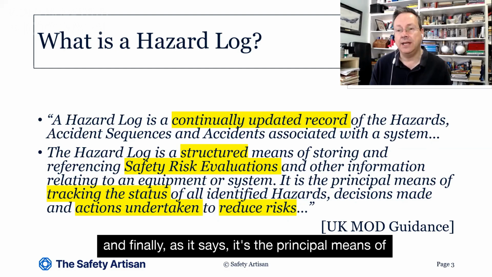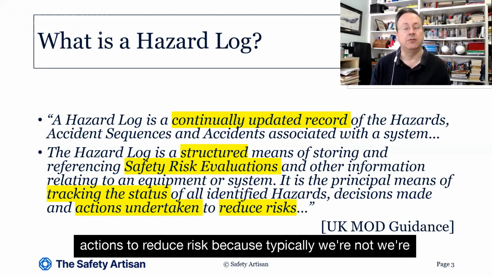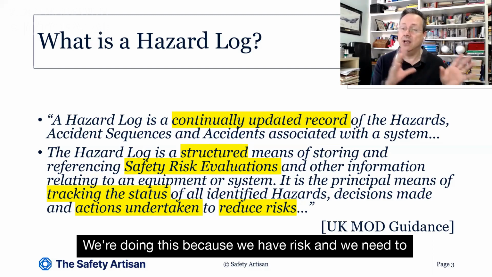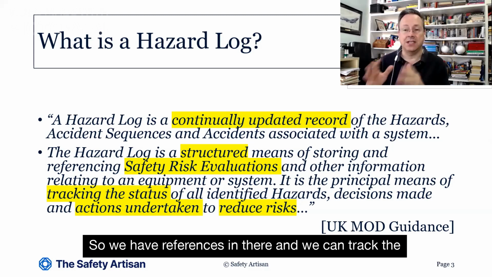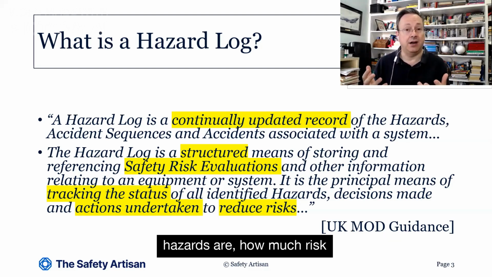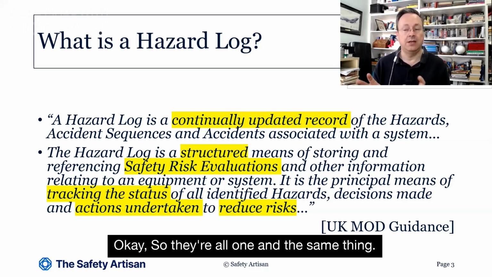And finally, as it says, it's the principal means of tracking the status of all the hazards, decisions, and actions to reduce risk. Because typically we're not doing this for the sake of it. We're doing this because we have risk and we need to manage that risk. So we have references in there and we can track the current status of where we think all these risks and hazards are. You know, how much risk is there associated with our system? Okay, so they're all one and the same thing.